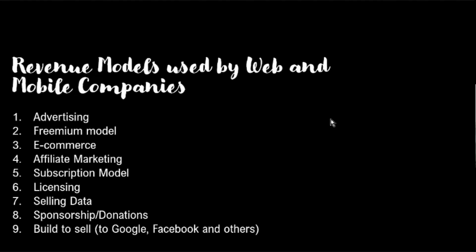So we have different revenue models used by web and mobile companies. First, we have advertising. Second, the freemium model. Third, e-commerce. Fourth, affiliate marketing. Fifth, the subscription model. Then licensing, selling data, sponsorship, donations. And lastly, build to sell. Let us discuss this one by one. So class, before we start, revenue models used by web and mobile companies. Think of internet companies, class.